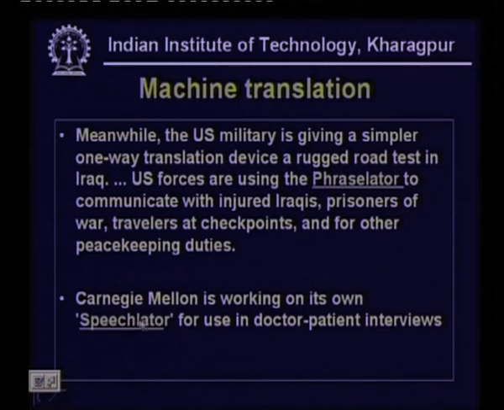Then Carnegie Mellon University is working on a system called the Speechlator for use in doctor-patient interviews. Imagine how difficult it is when a doctor does not understand the language of the patient and the patient does not understand the language of the doctor; the patient will not be able to communicate his symptoms to the doctor. So, Speechlator is being used in order to help doctors do so.